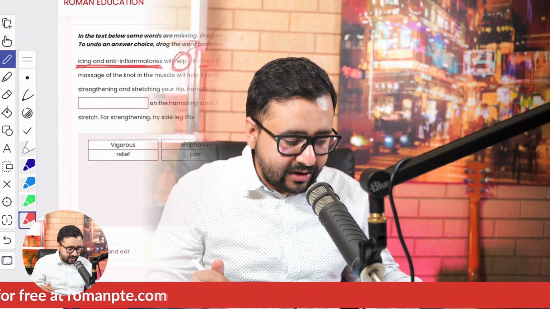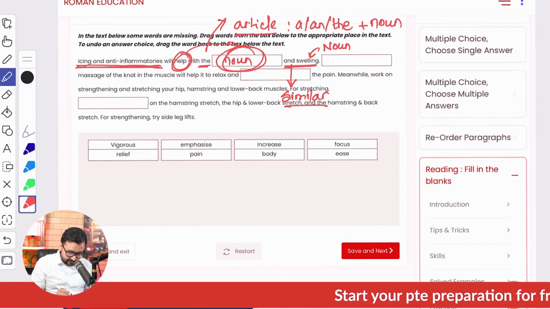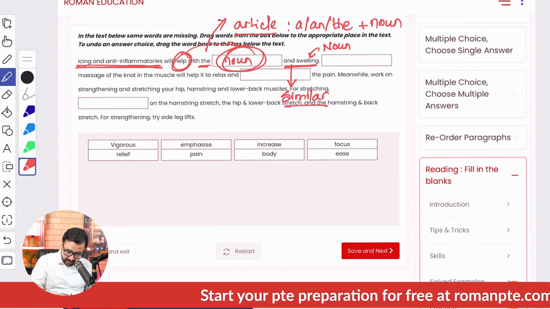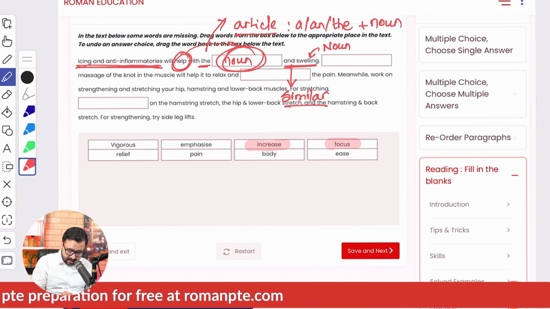So once we have this much information, what we do is we go to the options and try to focus on those words which are nouns, and out of them only pick that word which is helped by icing and anti-inflammatories. So let's do that. If we look at the options now, there are a few words which are nouns here, and let's first identify them. Our nouns here are increase, which can be used as a noun, focus, relief, pain, and body.